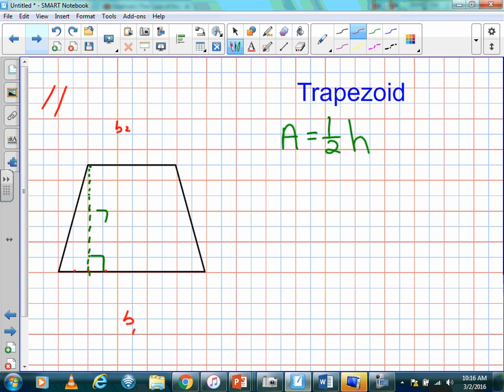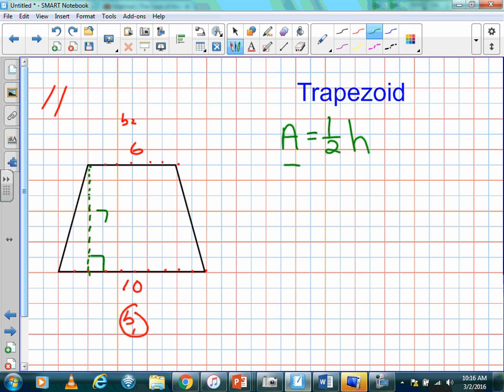1, 2, 3, 4, 5, 6, 7, 8, 9, 10. There's 10 on the bottom base, base 1. And base 2 would be 1, 2, 3, 4, 5, 6. So base 2 is 6. So here is our formula. It's pretty good.